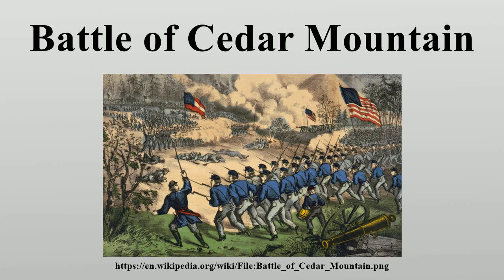Battle. Confederate position. On the morning of August 9, Jackson's army crossed the Rapidan River into Culpeper County, led by Maj. Gen. Richard S. Ewell's division, followed by Brig. Gen. Charles S. Winder's division, with Maj. Gen. A.P. Hill's division in the rear.